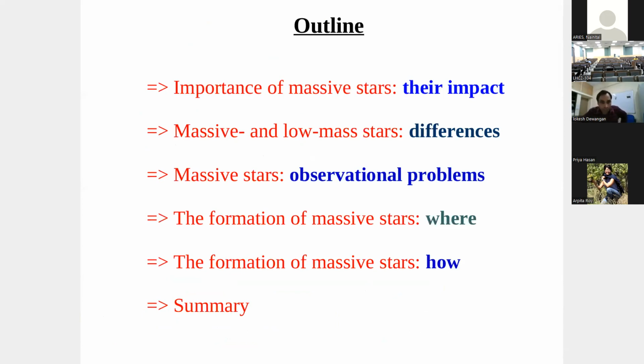Starting, I will give you a brief on these massive stars and their impact. Then I will talk about the comparison between low mass stars and massive stars, and what the problems are in studying the formation of massive stars. Later I will talk about where we can look for these massive stars, and we try to understand their formation process and how we study it. I will present some of the results, and finally I will summarize the results at the end.